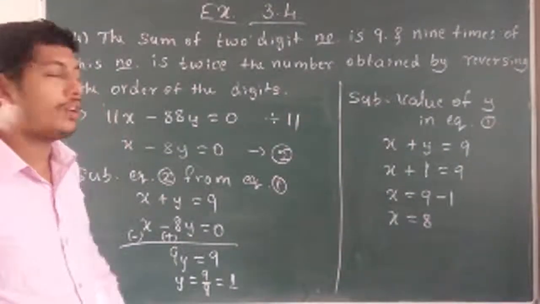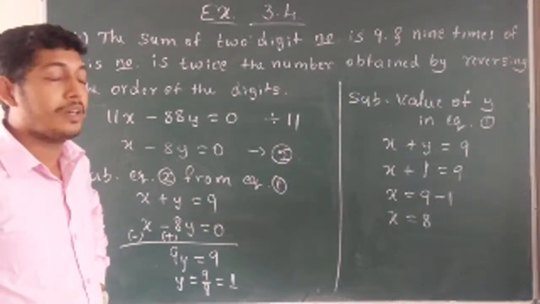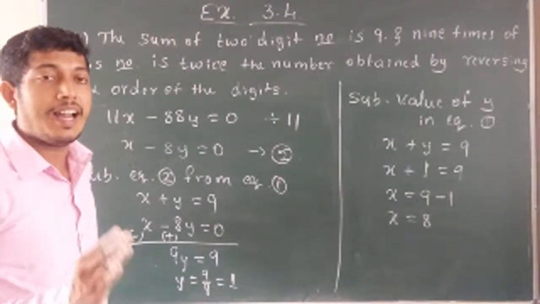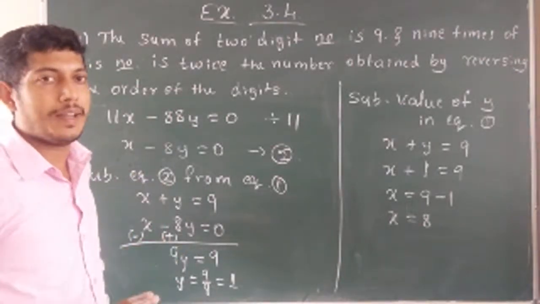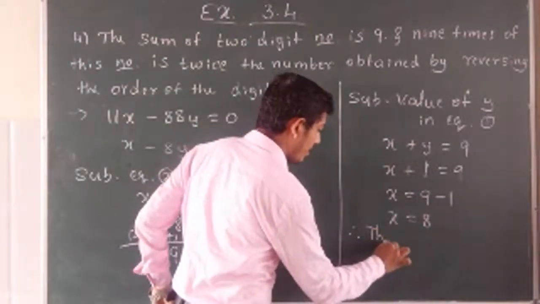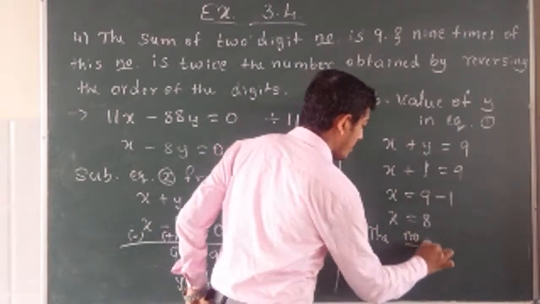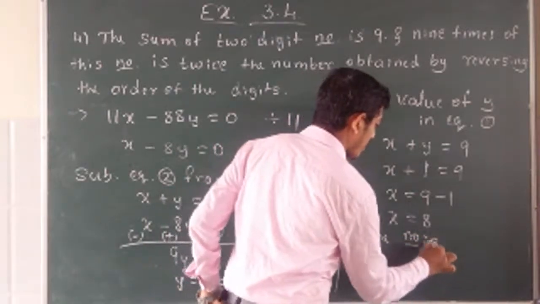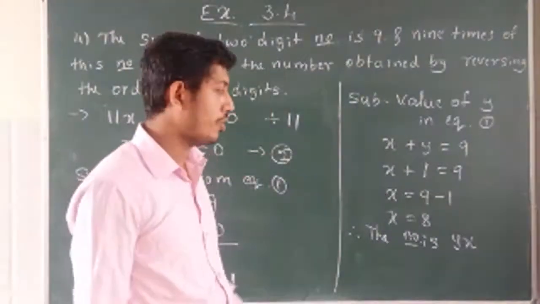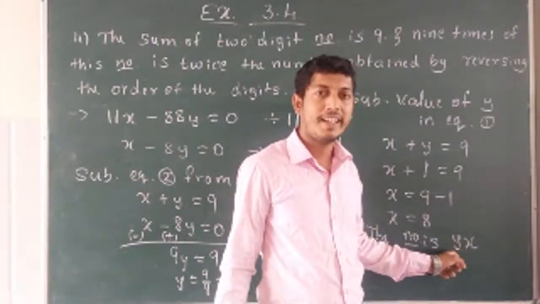Now we have to find out the number. We know that the number in the unit place is x and the number in the tenth place is y. Therefore, the number is yx, because the number in the unit place is x and the number in the tenth place is y.